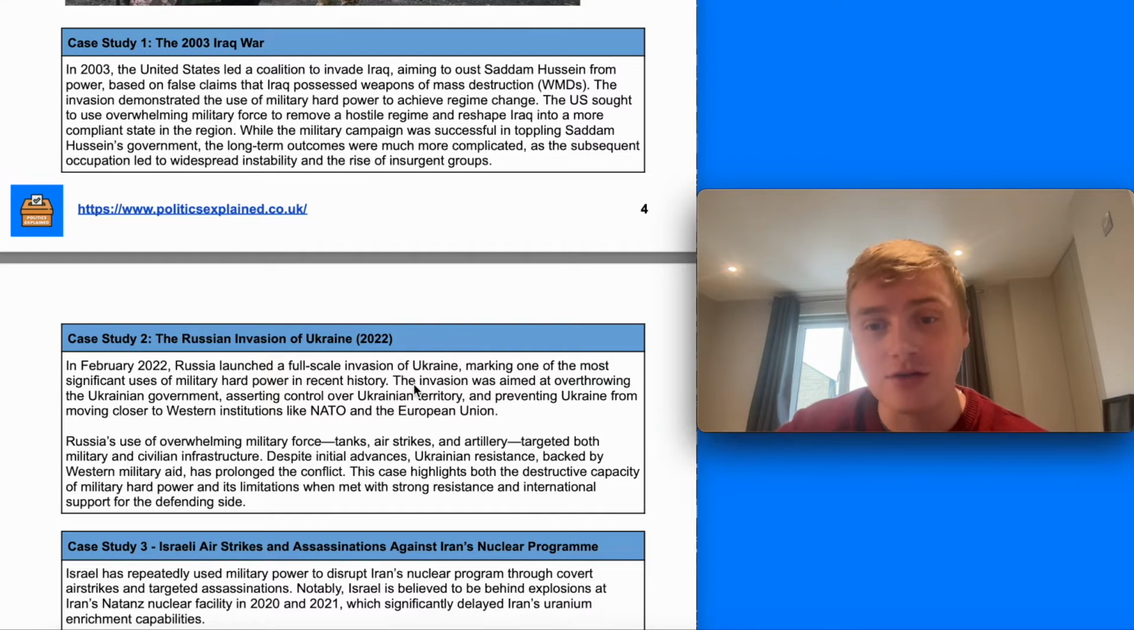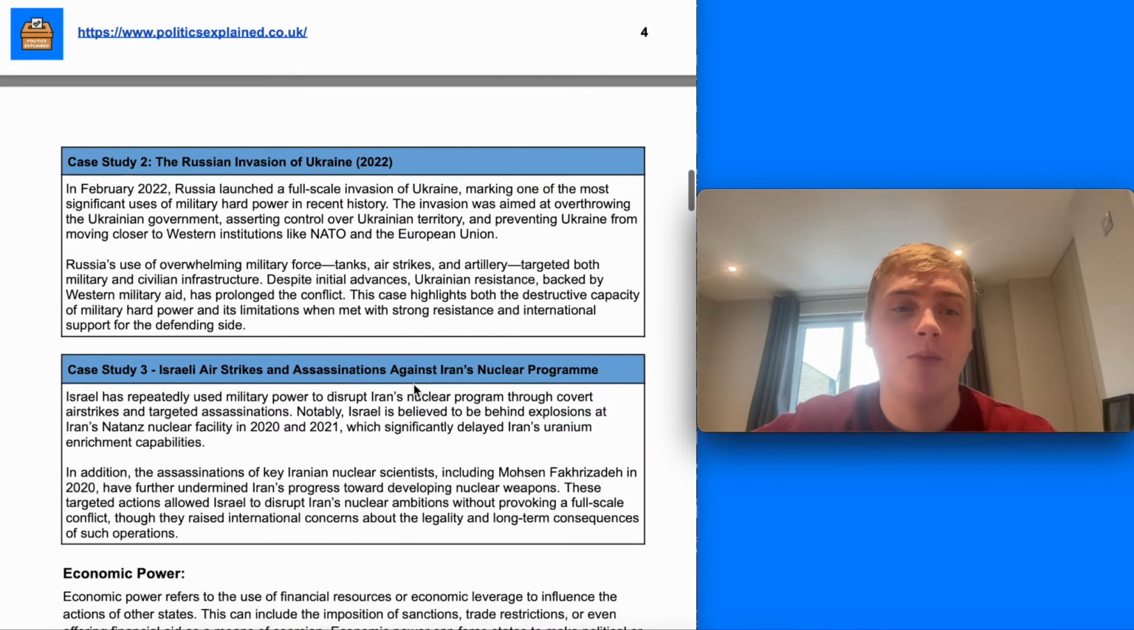So that can be a use of hard power to get rid of a leader you don't like and put one in who's a lot more favourable to you. And the US obviously used its overwhelming military force to achieve that regime change. The long-term outcomes were more complicated for the United States, but it achieved its central goal.